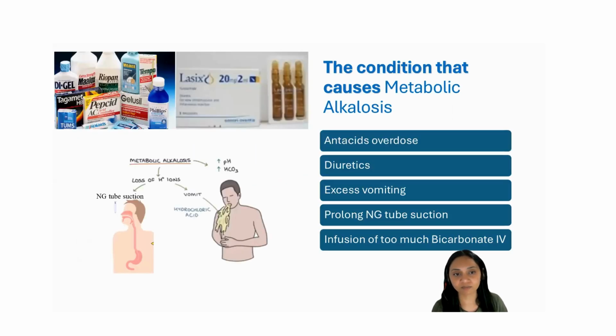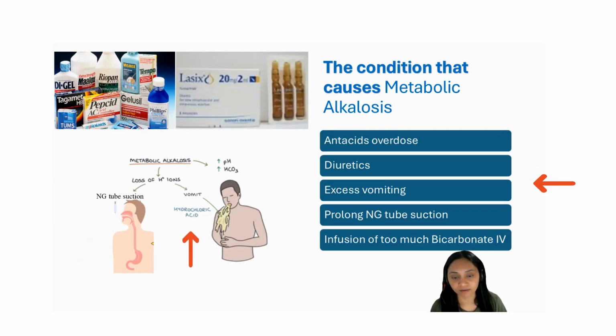Let's talk about some of the causes of metabolic alkalosis. So antacid overdose. This is very common in the hospital. I have seen many patients just taking too many antacids and they end up in metabolic alkalosis. Another is diuretics. When patients are on diuretics such as loop diuretics or thiazide diuretics, what do diuretics do? They increase the urine output. Our urine is acidic, so we are losing hydrogen ion. So that is the cause.